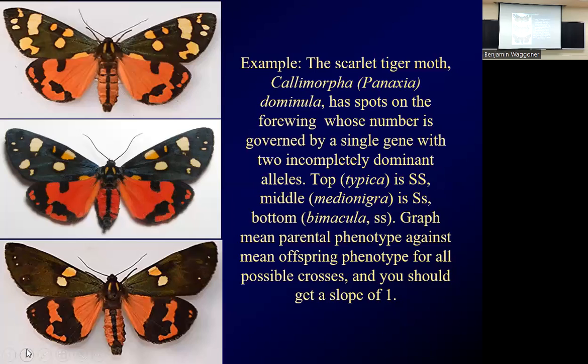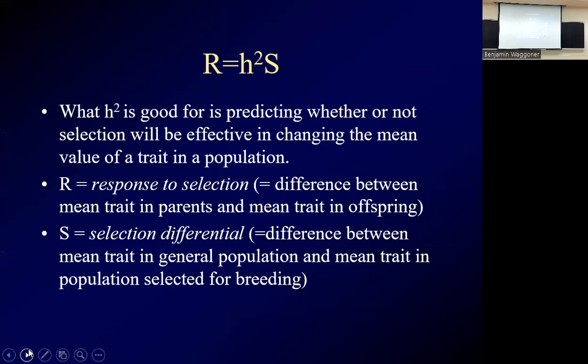Let's go mercifully back to the slides for just a sec. Graph mean parental against mean offspring phenotype for every possible cross, and you'll get a slope of 1. That means all of the variance in wing spotting in these moths is additive genetic variance. So the fraction of genetic variance that's additive, V sub A, divided by the total population phenotype variance, that V sub P that we started out with in the beginning, we write as the narrow sense heritability.